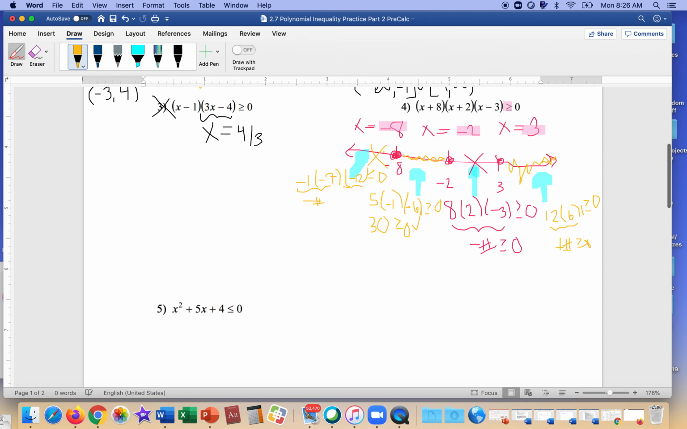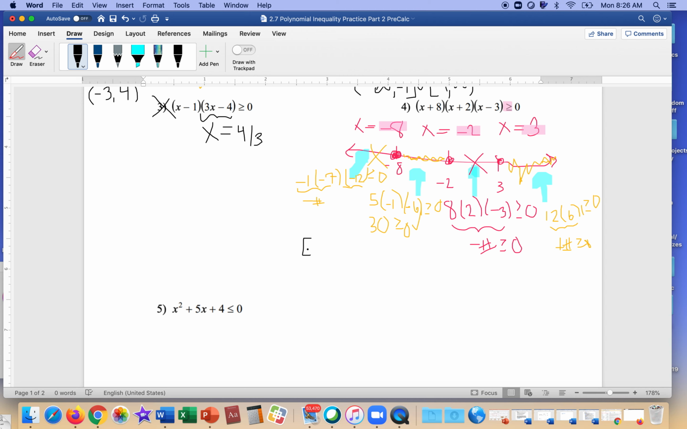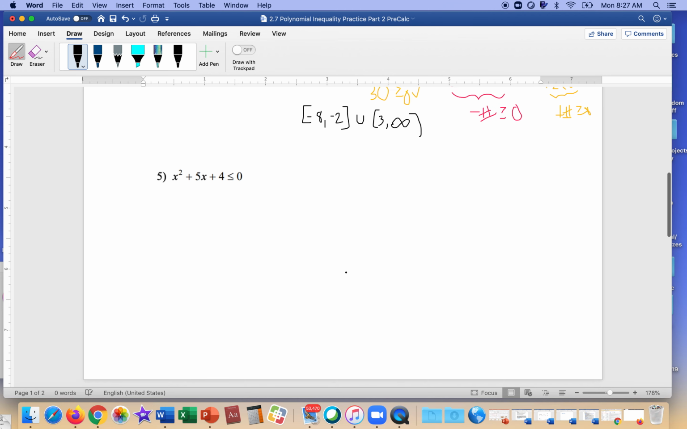Okay, so if we move from left to right, we can write our solution. We're not touching any shaded region until -8, so it's going to be a bracket at -8, comma, we stop at -2. Then we don't touch anything, so then we're going to have a union, bracket on 3. When you're heading off into any direction, arrow direction, you're heading into the infinity section, and we're going to do parentheses. That's our solution.